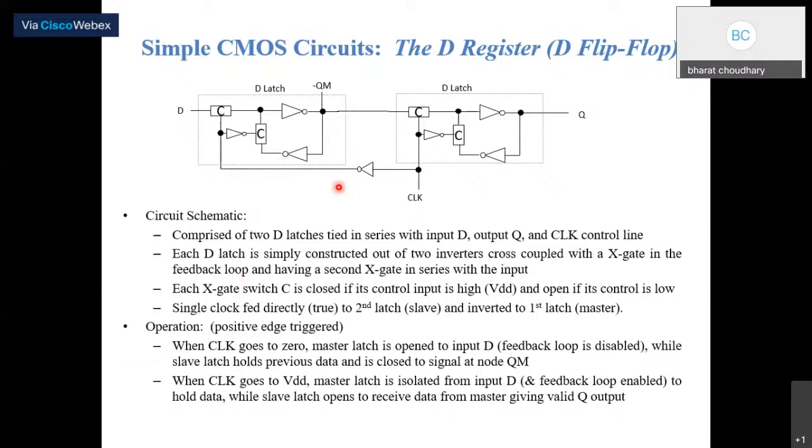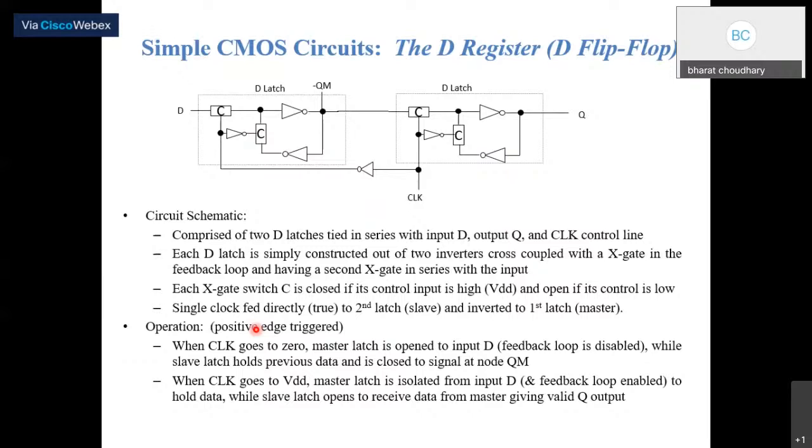So here the circuit schematic is comprised of two D latches. One is the positive latch and another is the negative latch. Here the two D latches are tied in series with input D and output Q. This one is the master latch, and this one is the slave latch. So whatever is applied to the master latch is followed by the slave. It depends on the data input and the state of the clock, how the clock will pass on the data to the slave stage.